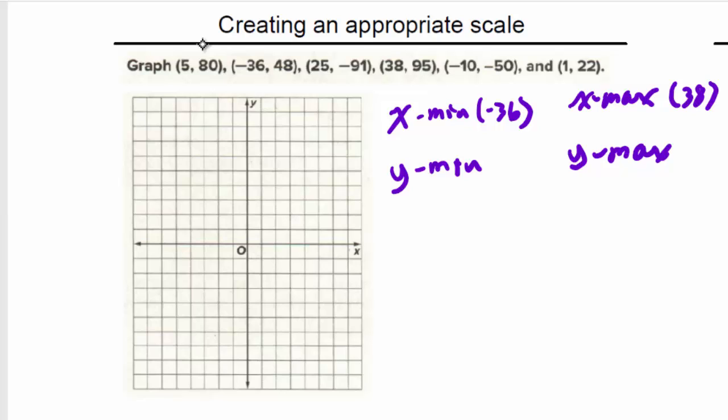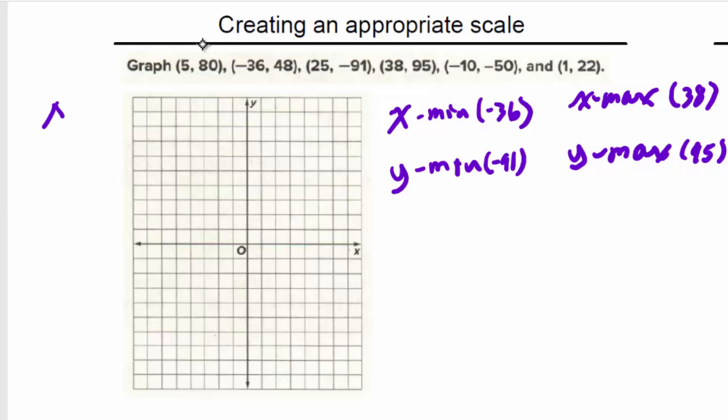The smallest y value appears to be a -91, and the largest one appears to be a +95. So what we want to do is find the change between the smallest and the largest x max, and the change between the smallest and largest y max.